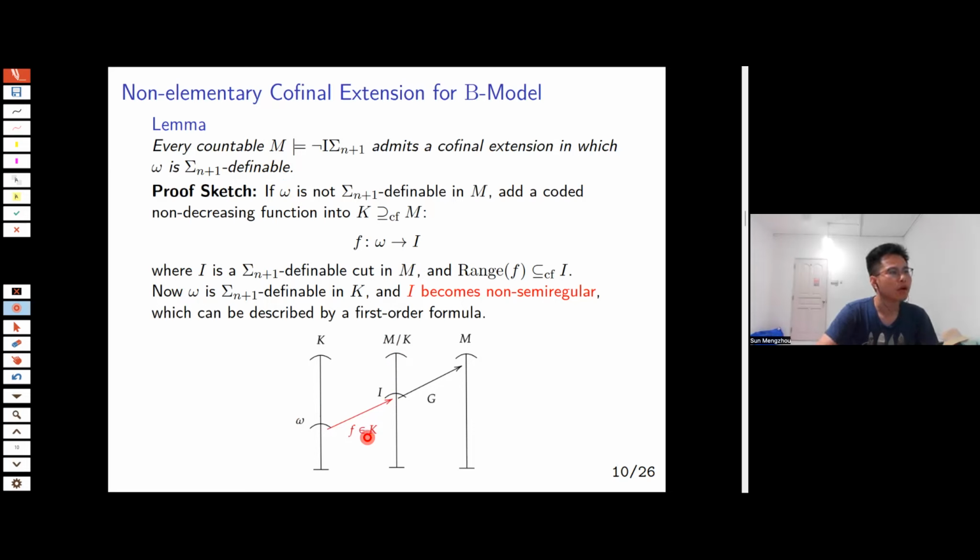And we add the code of the function f to the cofinal extension K, so that inside K we can see that there is an f from omega to I, and also we can see that g is a function from I to M. So if we take the composition, it becomes a Sigma_{n+1} definable function from omega to M, and the range of it is cofinal in M. And so the domain will be Sigma_{n+1} definable, which means that omega will be Sigma_{n+1} definable in the extension.